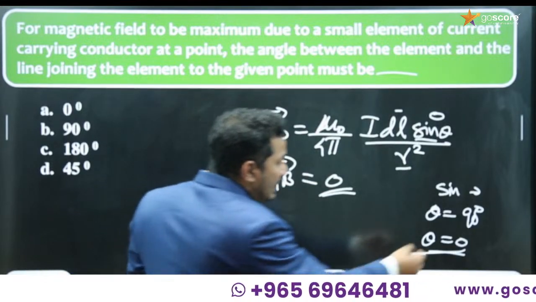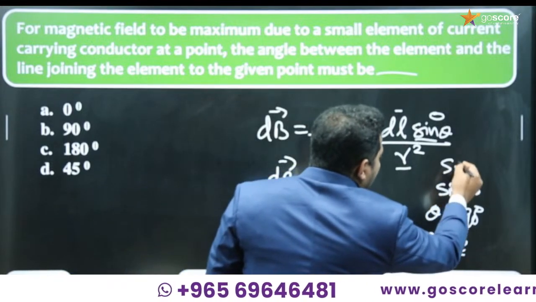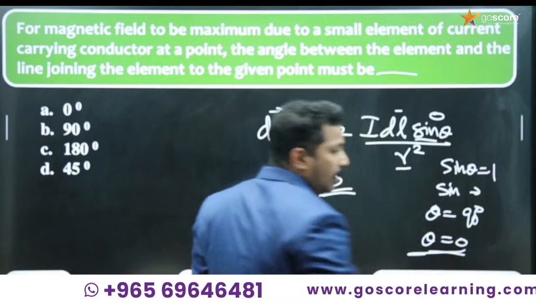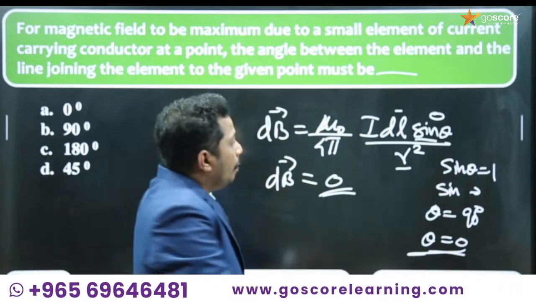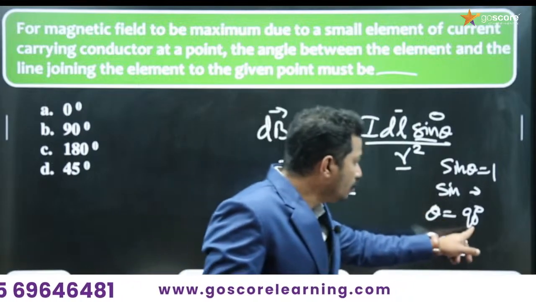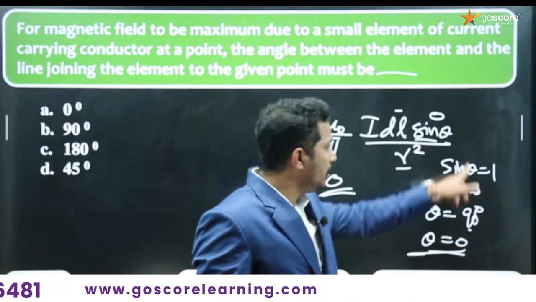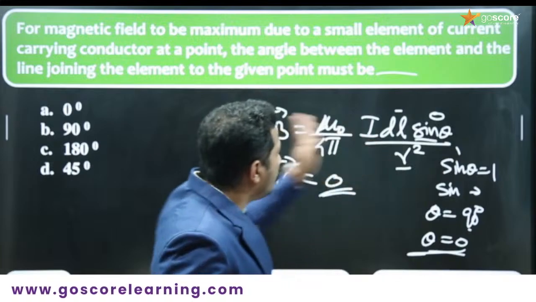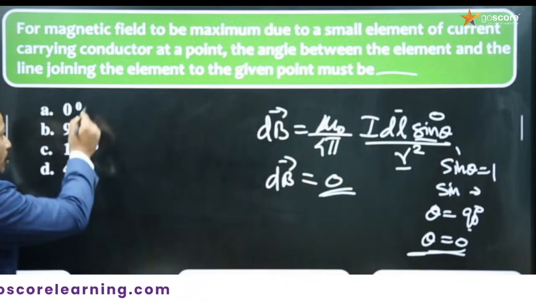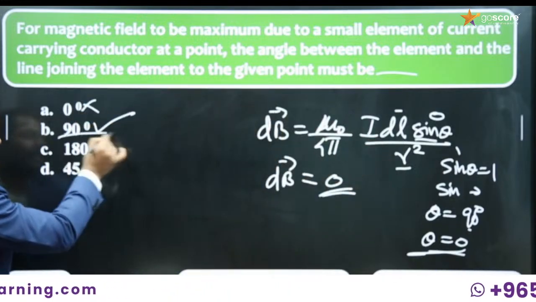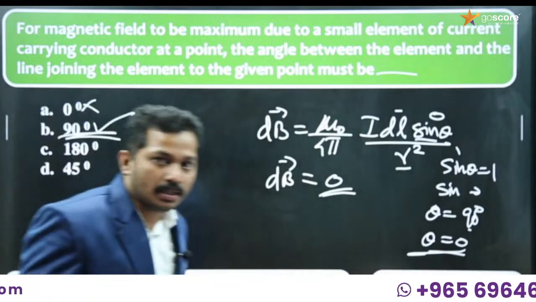And when theta equals 90, sin theta equals 1, right? This is the maximum value of sin theta. So the magnetic field will be maximum if theta equals 90 degrees, since there is a sin theta dependence in this equation. So what is the answer? It's not 0, it is 90 degrees. Is that clear? I hope that is clear.